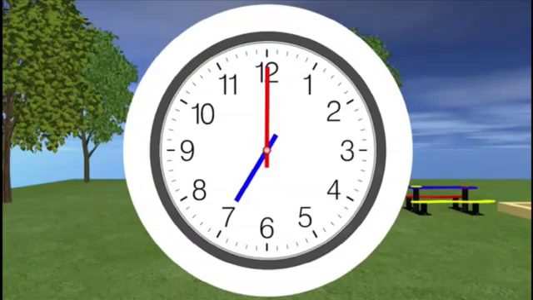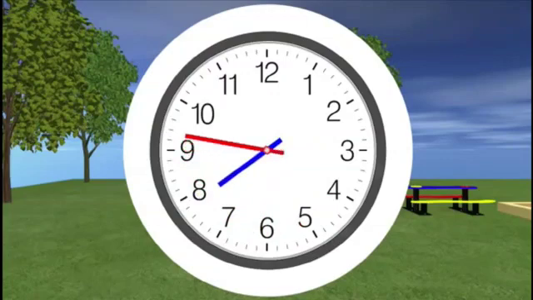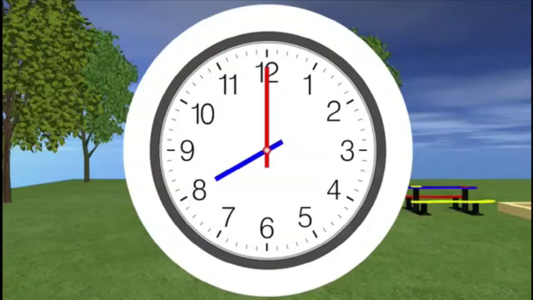Right now the time is 7 o'clock, but watch this. The minute hand is moving around the clock, but you will also notice that the hour hand is moving as well. While the minute hand went all the way around the clock, the hour hand moved from the 7 to the 8. That means 1 hour went by. For the minute hand to go all the way around the clock, it has to go around 60 minutes. So 60 minutes is how long it takes for the minute hand to go around the clock once.